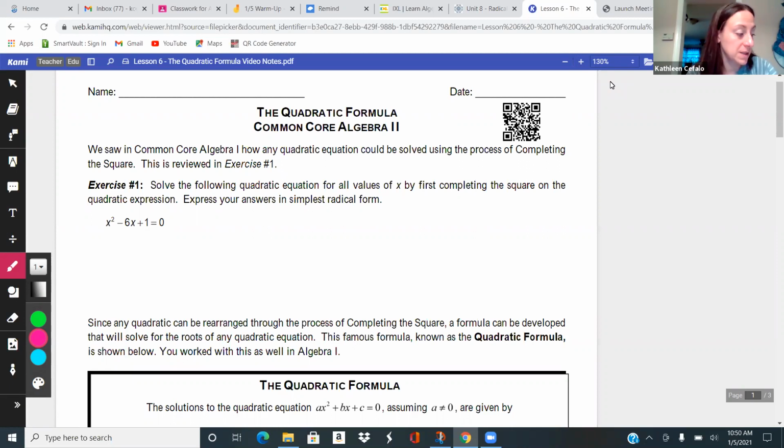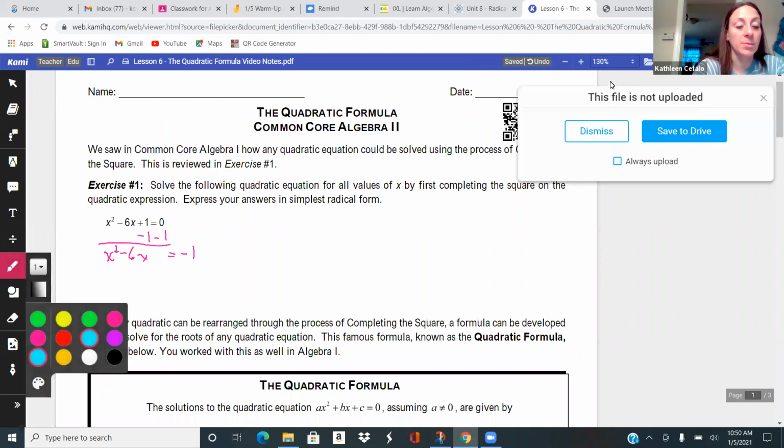So for instance, in number 1, it says we're going to solve the following quadratic equation for all values of x by completing the square. That's one option, and we're going to just review completing the square. The very first thing you would want to do is, I like to bring over the constant. Okay, so now we have x squared minus 6x is equal to -1.